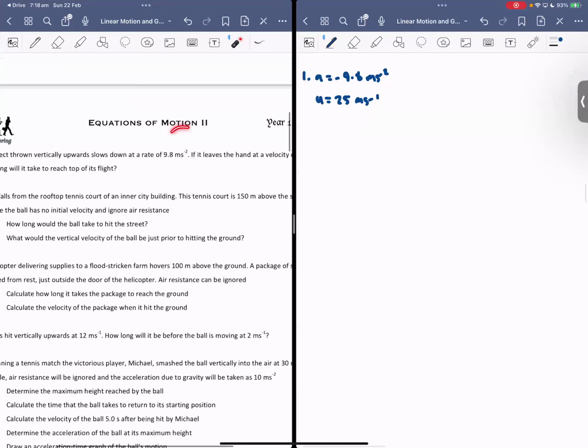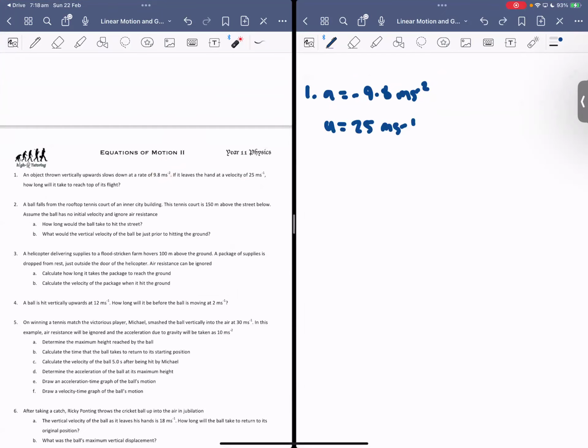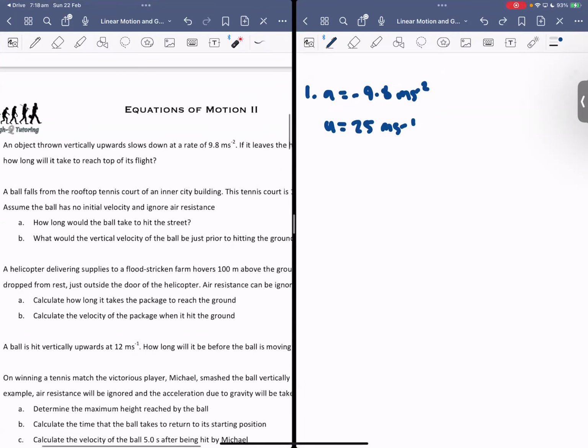It tells us the acceleration is negative 9.8. It tells us it leaves the hand with a velocity of 25 meters per second, so use 25. u is not 0, I agree. The ball starts off stationary in your hand, but very, very quickly, while it's still in contact with your hand, it lifts off. So u is 25 meters per second. And what happens at the top? The velocity is 0. That's why it's at the top, because it stopped moving. So I have u, a, and v.